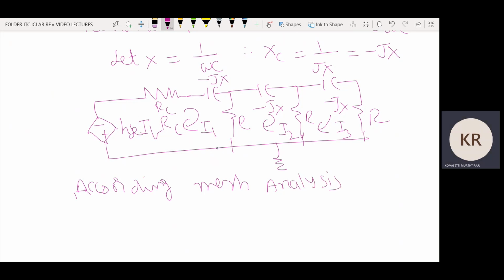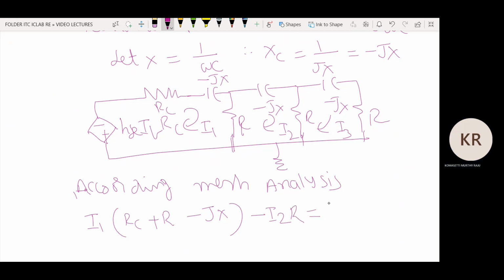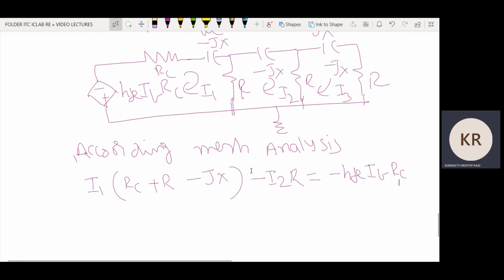Some of these reactances: I1 into the sum of these three values, RC plus R minus jX. This R is common to both I1 and I2, loop 1 and loop 2. That is the reason here I2 into R is equal to minus, here minus value, minus hFE IB, the dependent voltage source. This is the first loop equation, let it be 1.